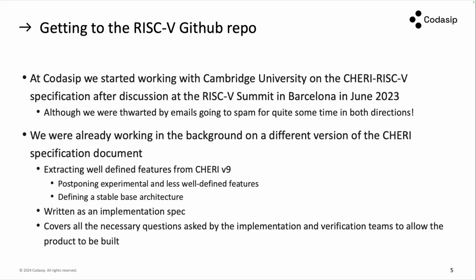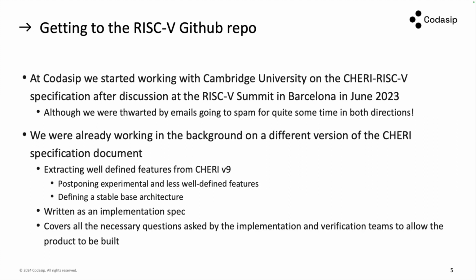So we started working with Cambridge University on the spec more or less since getting to know each other at the Barcelona RISC-V summit last summer. And actually, I think it's still the case. If I email Robert, the email goes to spam, and if you email me, the email still goes to spam. So for a while, it was quite difficult to get that going because emails were just disappearing. But we got there, actually through me having Alexandra's phone number, as Google were thwarting us in both directions.